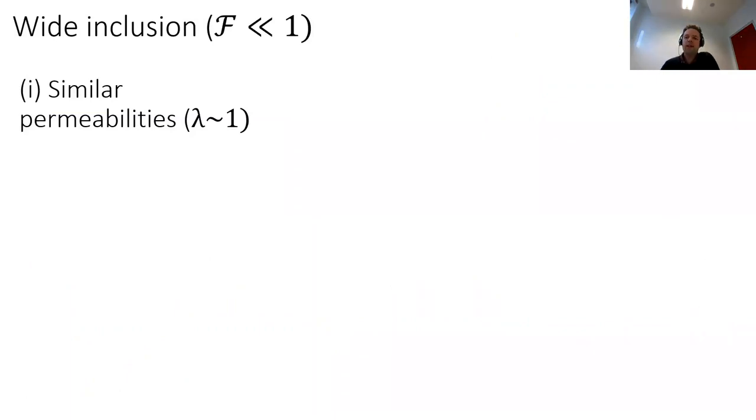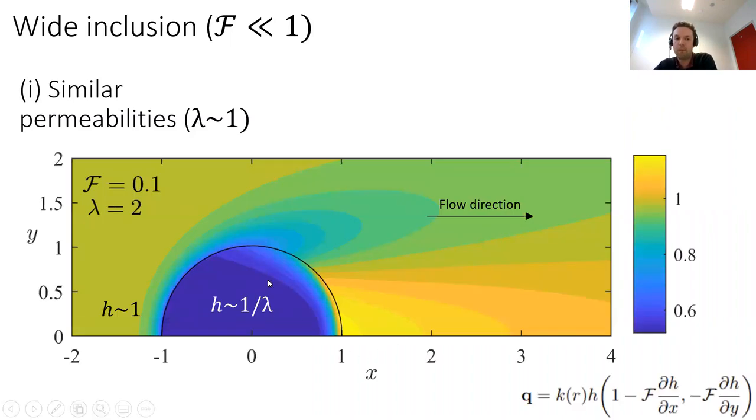Okay, so then the other regime, which is probably more interesting because it's more novel, is considering a very wide inclusion relative to the flow thickness that's coming on. And it turns out that there are 3 different regimes depending on the permeability of the inclusion. So if the cylinder has similar permeability to the exterior, then all that happens is that the flow thickness is 1 upstream, and then it comes into the cylinder.